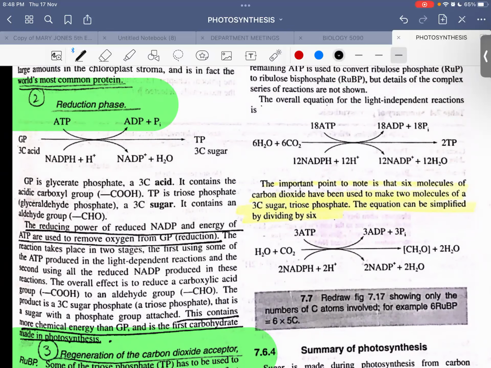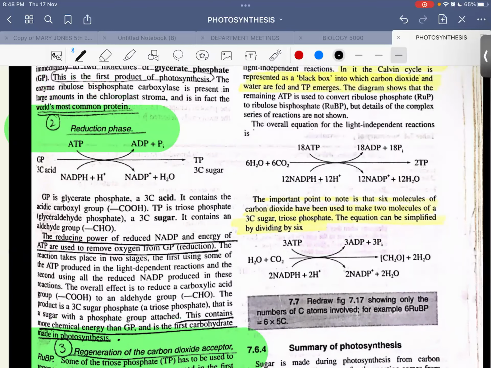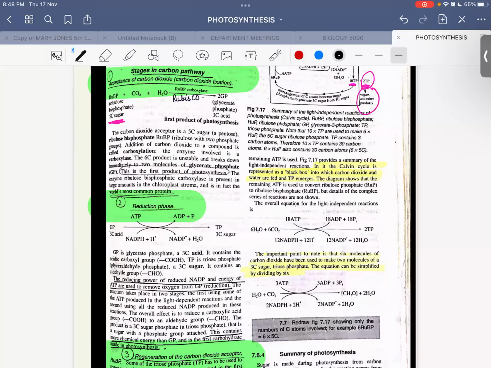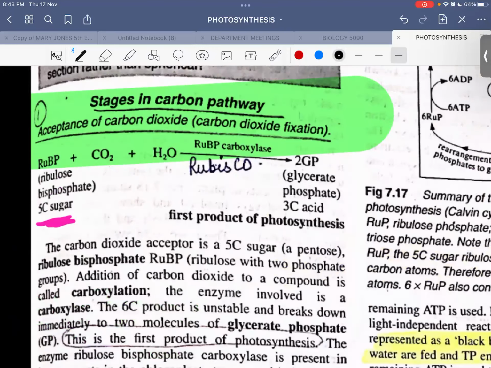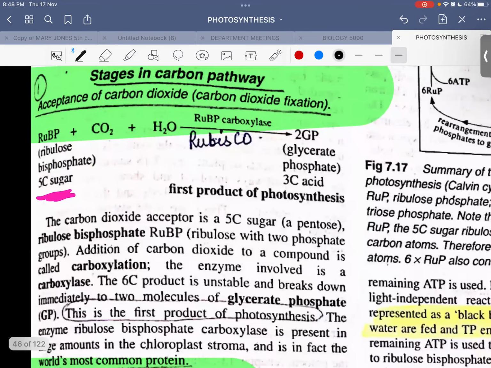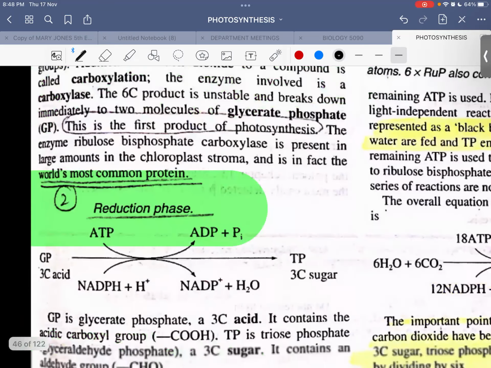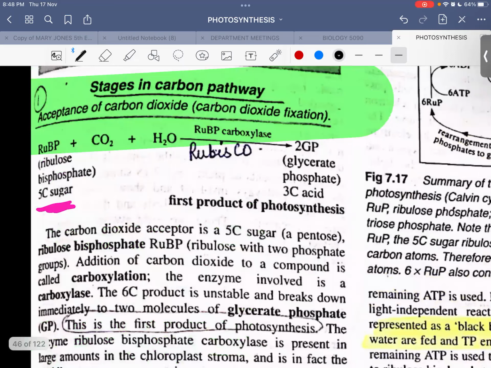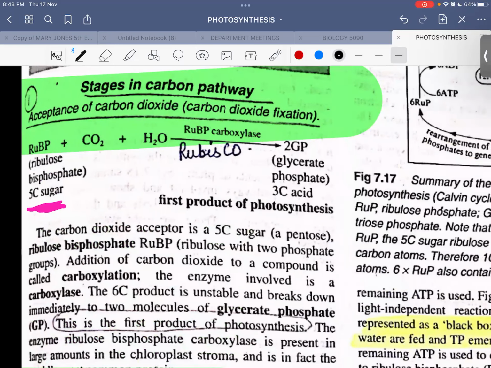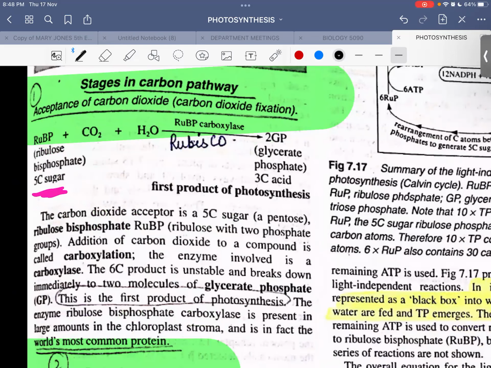Perfect. Done. Okay? And now, so this means let's go back. Stage 1, acceptance of carbon dioxide. Carbon dioxide to our RUBP. So then our RUBP forms an unstable 6-carbon intermediate. This is catalyzed by the enzyme ribulose biphosphate carboxylase, or Rubisco. Now our unstable 6-carbon intermediate is then broken down into GP, which are 2 glycerate phosphate molecules which are slightly acidic. They contain a C double bond OH group, so it's a carboxylic acid.